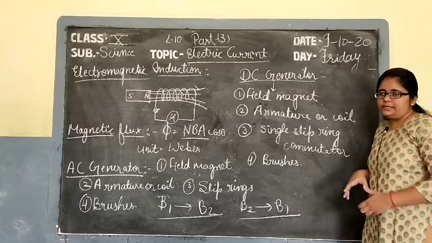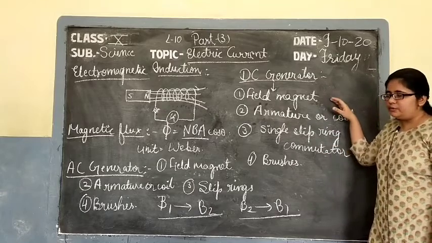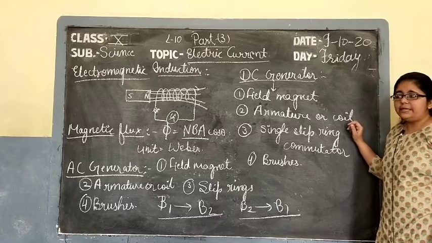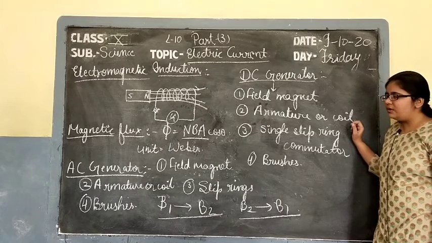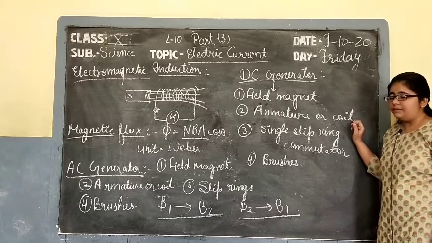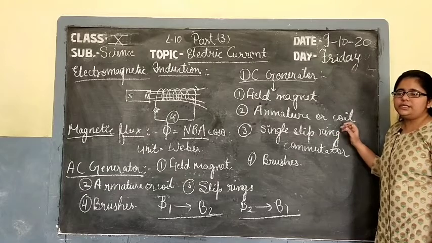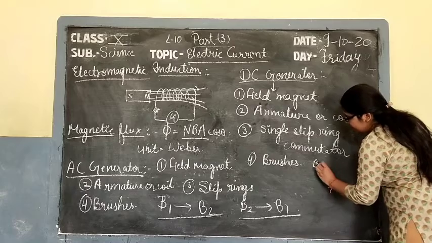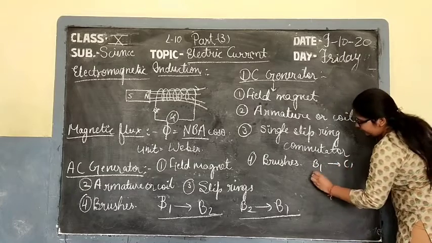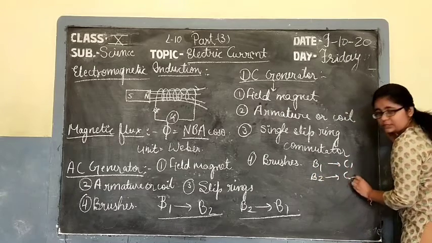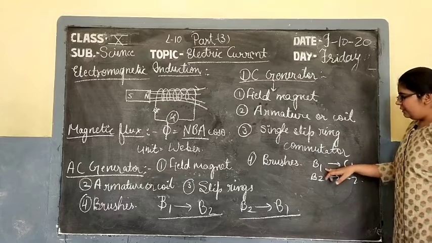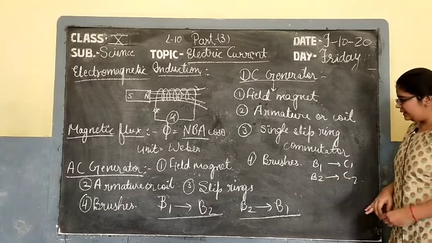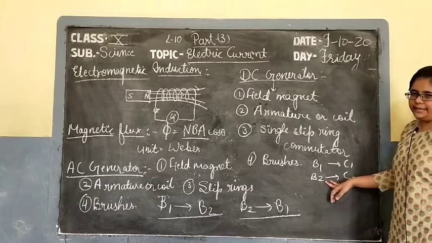Now, in the DC generator, when the magnetic field is produced and the armature or coil is rotated by mechanical energy, then the angle will change and flux will also change. But at this time, the single slip ring will not change its polarity. So, if first of all B1 is connected to C1 and B2 is connected to C2, then current will flow from B1 to B2. That means the polarity of B1 is positive and of B2 will be negative.